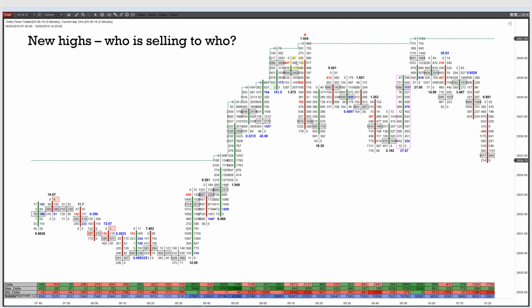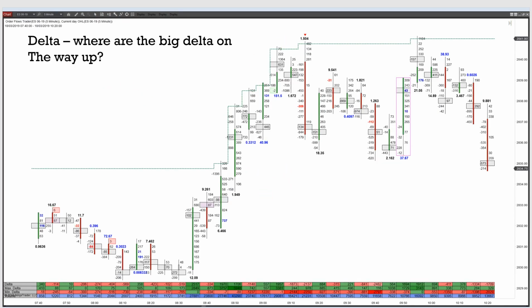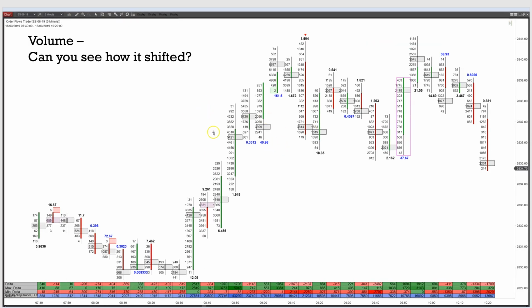Okay, again, who's selling to who? New highs. You're going up there. Look at this. To me it's a little bit easier because I'm so used to looking at footprint charts. But again, if you're looking at this and you're not used to it, you might want to switch to the delta chart. Okay, maybe not the delta chart, the pure volume chart. Look at this volume: 4,000, 3,000, 3,600, 4,600, 5,421, 4,441.